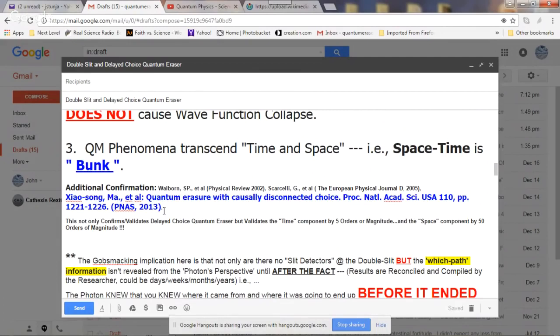Additional confirmation, there's a few of them. There's probably hundreds of them. Three I picked out. But the big one is this one, the quantum erasure with the causally disconnected choice from PNAS. This not only confirms and validates the delayed choice quantum eraser, but validates the time component by 5 orders of magnitude, and the space component by 50 orders of magnitude. This was space-like separated by 45 kilometers.